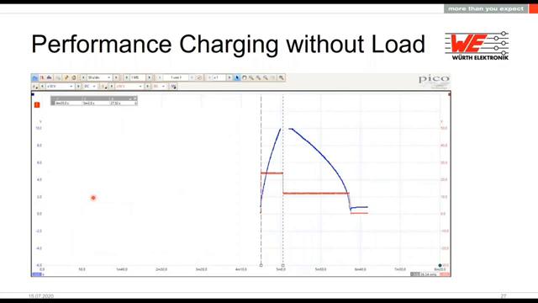To show every behavior, please see here also the charging without load. Because I have no load, this is done quite fast, because it also depends on what the source can provide. When you have a not so high power source, it takes longer to charge it, but here we had quite a good source.